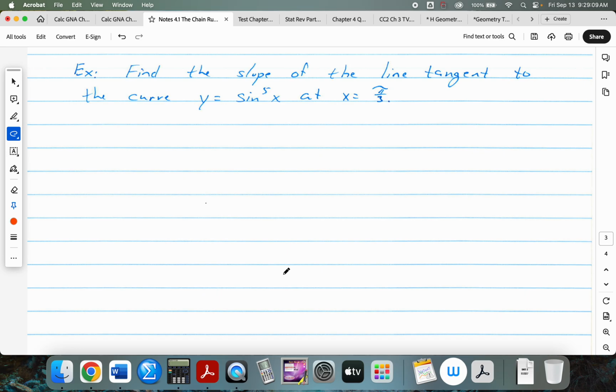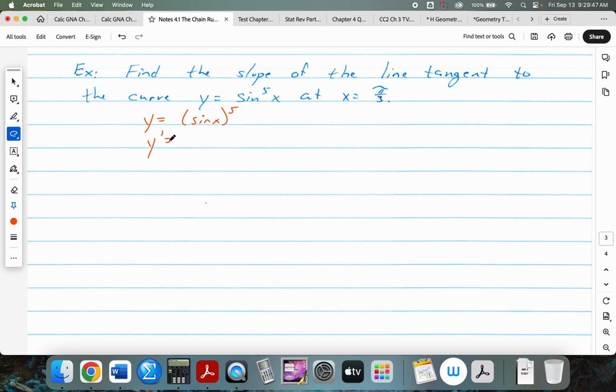All right, find the slope of the line tangent to the curve y is equal to sine to the fifth x at x is equal to pi over 3. Well, remember, when you have sine to the fifth x, what does that literally mean? Sin x multiplied 5 times. Yeah, or sine of x quantity to the fifth power, multiplied times itself 5 times. So that helps us to be able to take the derivative.